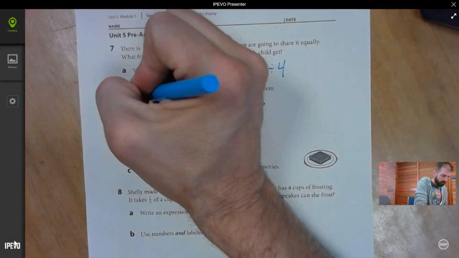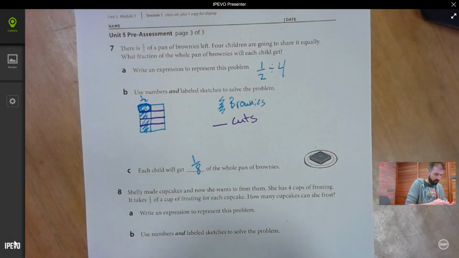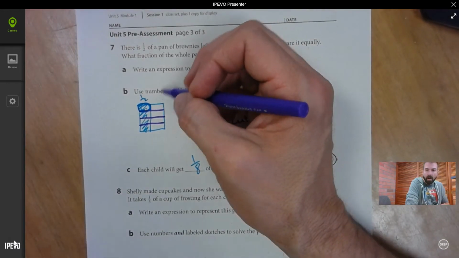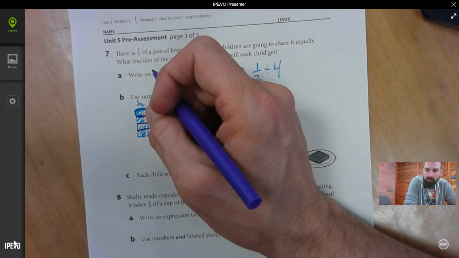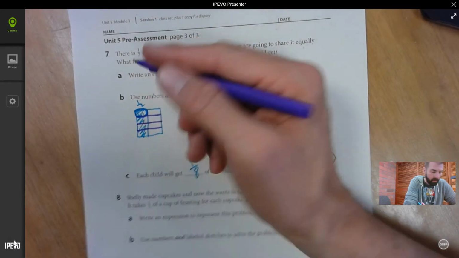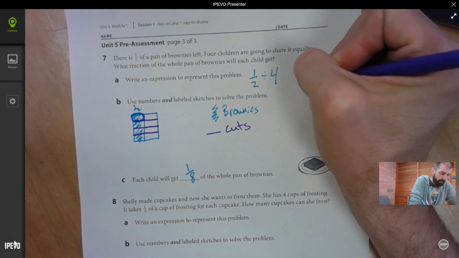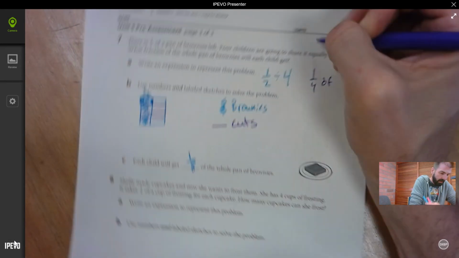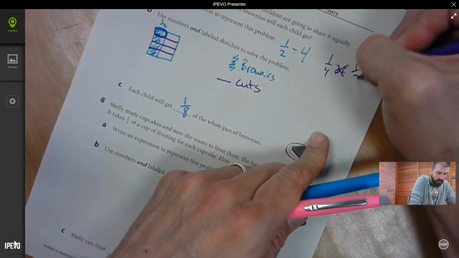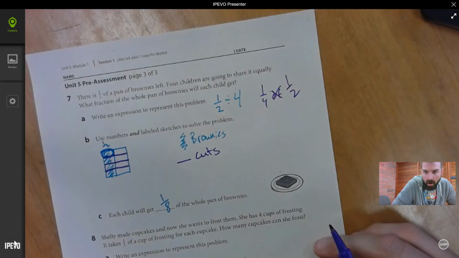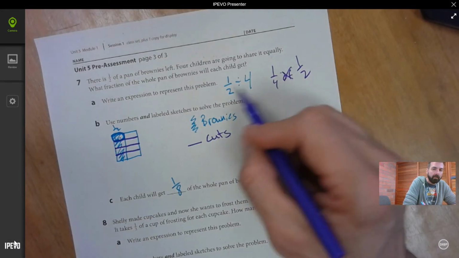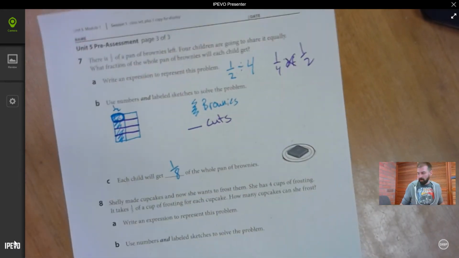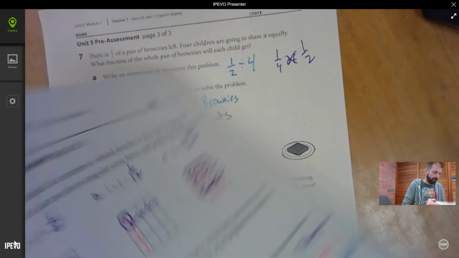We have 1/2. And then, well, this is almost like a fourth of a half. And a half divided by 4 is the same thing. So I could have said 1/4 times 1/2. Ooh. I could have said 1/4 times 1/2. Going back, that would have been, let's check that.